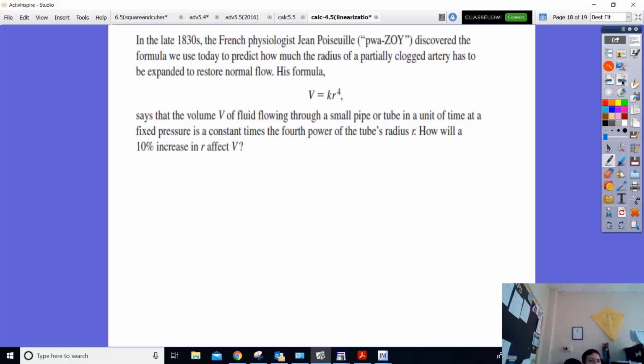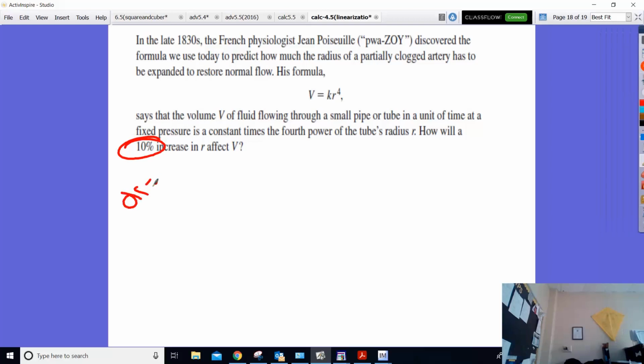All right, it says the volume V of fluid flowing through a small pipe or tube in a unit of time at a fixed pressure is a constant times the fourth power of the tube's radius. How will a 10% increase in the radius affect the volume? So we're going to have to go back and use those formulas that we used. First off, we're going to find dV. By the way, we do know dr, don't we? What's dr? dr is 10%, better known as 0.1.